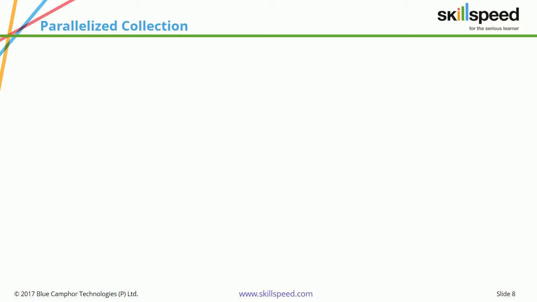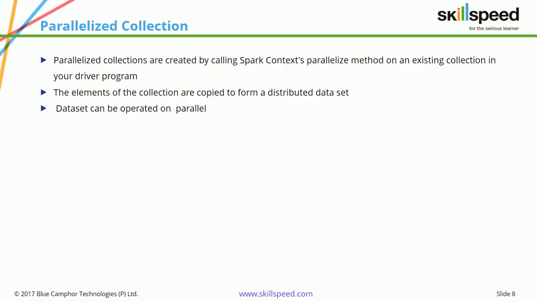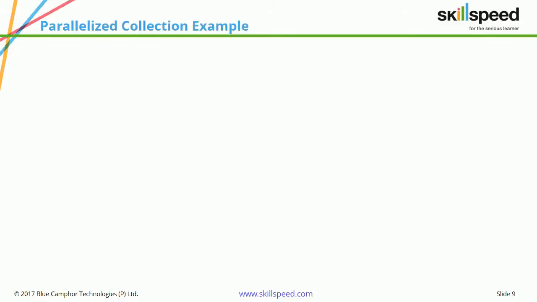The first way is to parallelize a collection. Spark Context has a parallelize method which allows you to convert any existing collection into an RDD. The elements of your collection will be copied from a distributed dataset, and they will be operated on in parallel. Let's see how to use this method to create our first RDD.